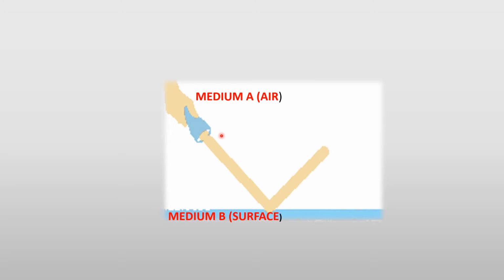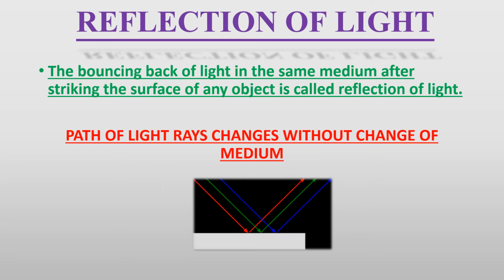When light traveling in medium A strikes the boundary of any other medium B, it reflects and is thrown back into the original medium A. So, the bouncing back of light in the same medium after striking the surface of any object is called reflection of light. Remember, in reflection, the path of light rays changes without any change in medium.